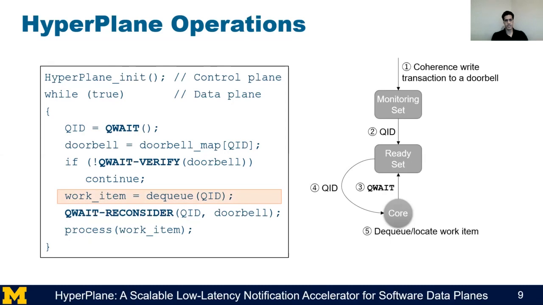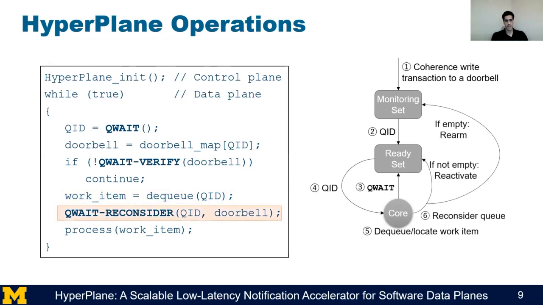Then the core dequeues the work item and calls the queue-wait reconsider instruction. Queue-wait reconsider either arms the monitoring set to watch that queue again if it is empty, or reactivates it in the ready set if any work item has arrived to it in the meantime. And finally, the data plane core processes the dequeued work item.